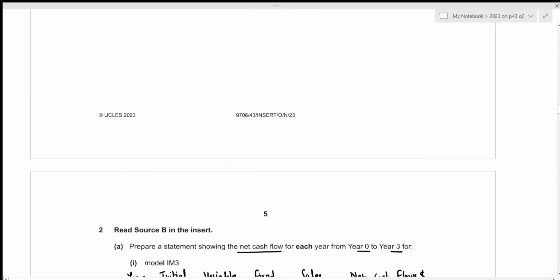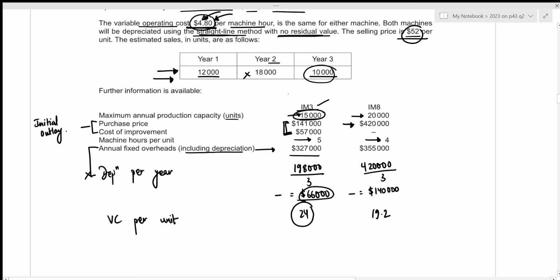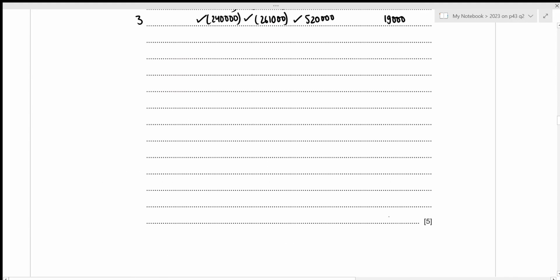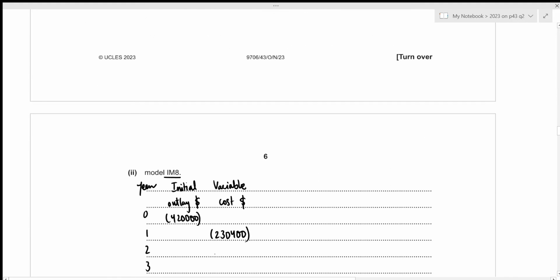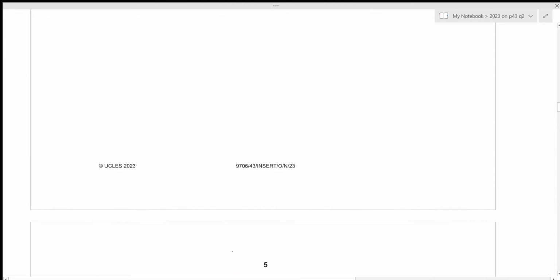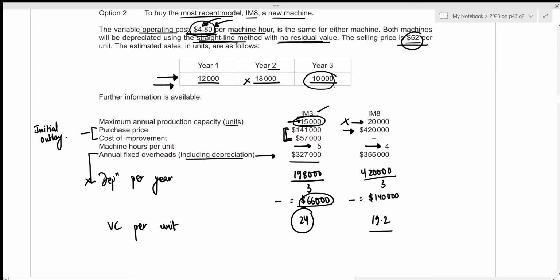Now we repeat the same process for the remaining 2 years as well. So for year 2, in this case, remember that our maximum annual production capacity is higher than all of the estimated sales units, so we do not need to incorporate this value. For year 2, it's just going to be 18,000 times 19.2, which results in the value of 345,600. Then for year 3, that will be 10,000 times 19.2, which results in 192,000.